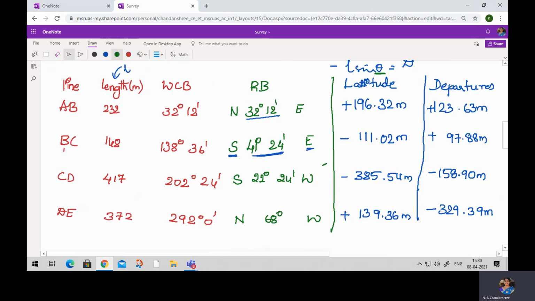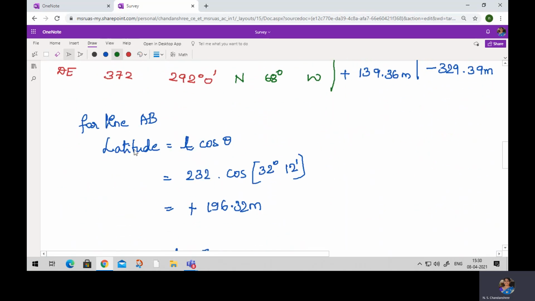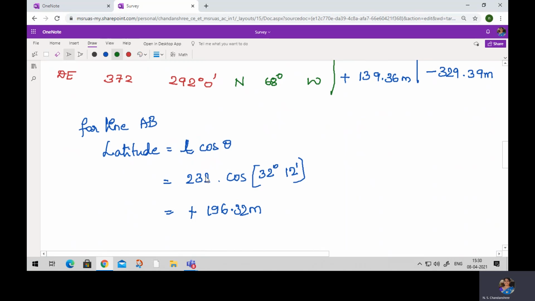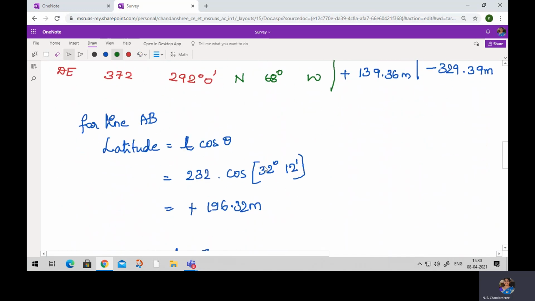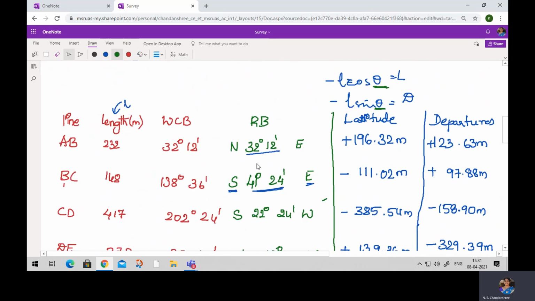Now, once we get the value of the reduced bearing, it is easier for us to calculate the latitude and the departure. One sample calculation is done here. For the line AB, the latitude is equal to L cos theta. The latitude is always calculated using this formula, L cos theta, where L is the length of the line. The length of the line AB is 232 meters into cos theta. Theta is always measured from the north or the south. For this line it is north.